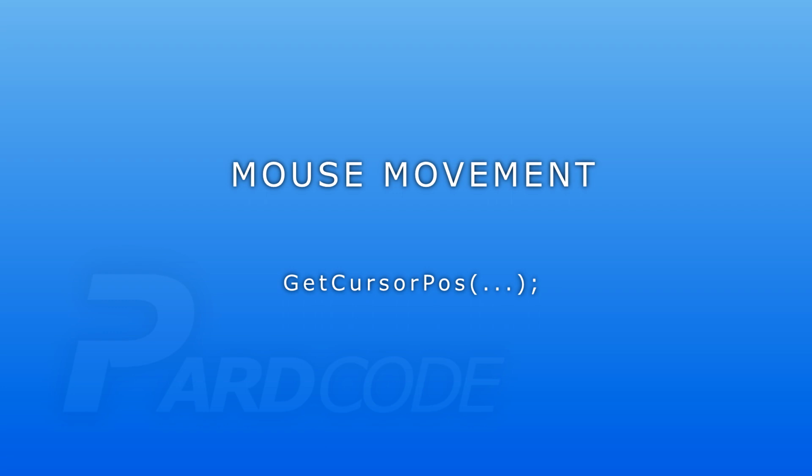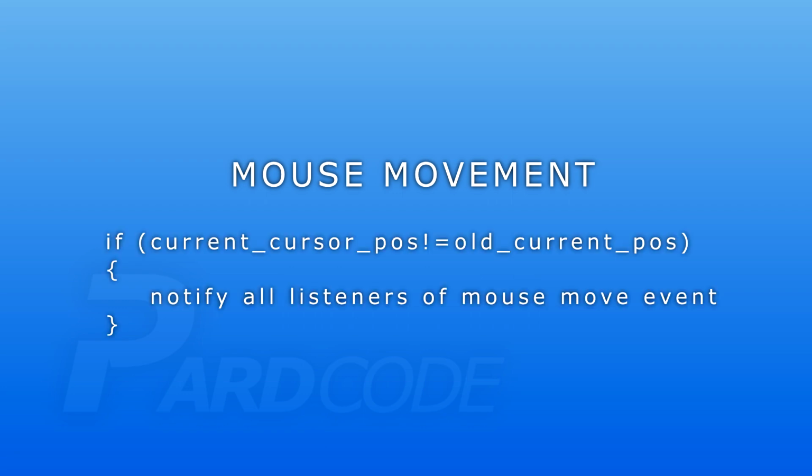For mouse movement instead, we will have to use another important API function called getCursorPose that will tell us the current position of the mouse cursor. And in order to check if there is mouse movement, we have to check if the position of mouse cursor of the current rendered frame or the current update method call is different respect to the one of the previous rendered frame or the previous update method call.